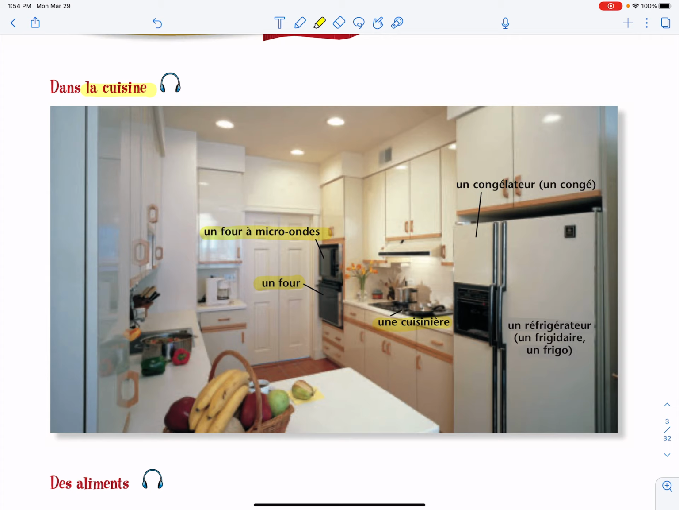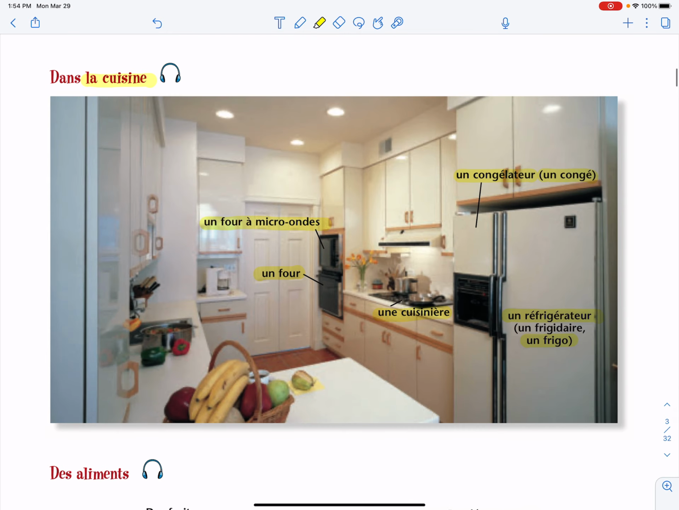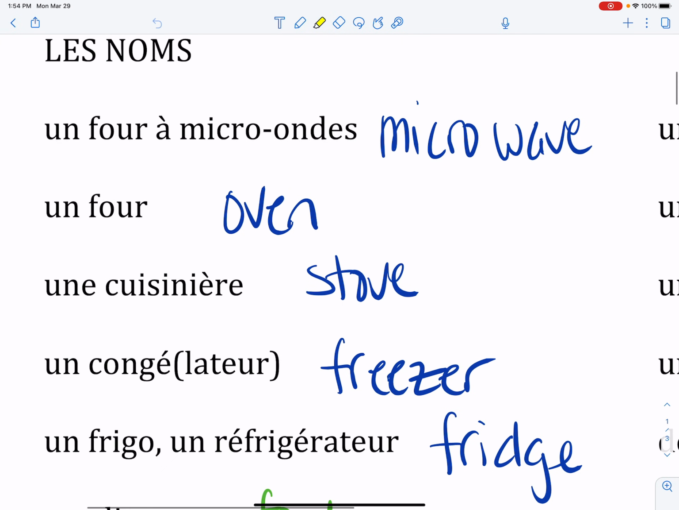Over to the right, we've got un congélateur, often abbreviated as un congé. And there are three terms for the refrigerator: un réfrigérateur, un frigidaire, un frigo. Un frigo, I believe, is the most commonly used term. I also have un réfrigérateur on your vocab sheet. Frigidaire, just being a brand name, sometimes gets called that. And I'll switch over to the vocab sheet so you can pause right here and fill in all of your appliances.